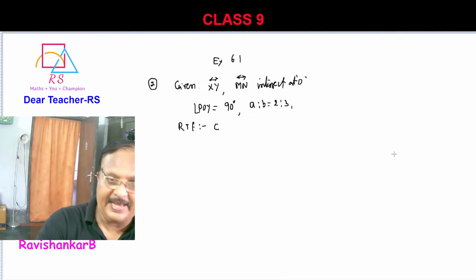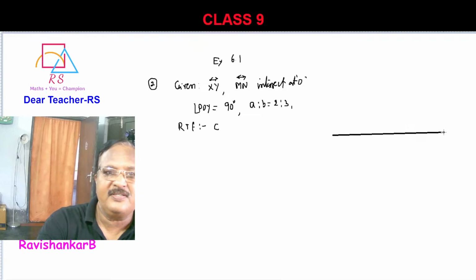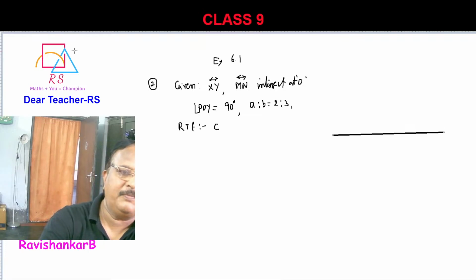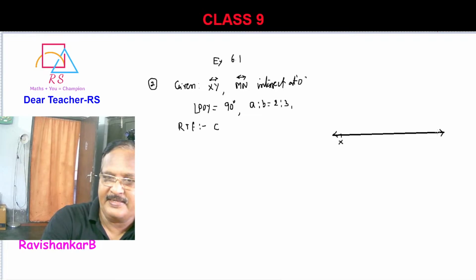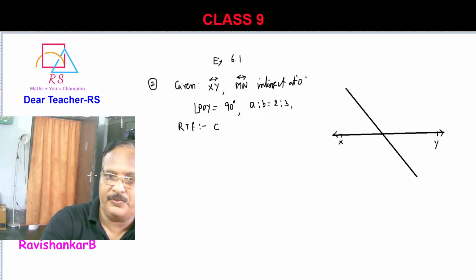First, XY is a horizontal line. This is XY. When you are drawing it, don't just draw by seeing the book. Understand and draw so that you will get ideas. XY is the base, and there is MN. So let us draw MN also. This is MN. A neat diagram will give you a pleasant mind, so draw the diagram neatly.